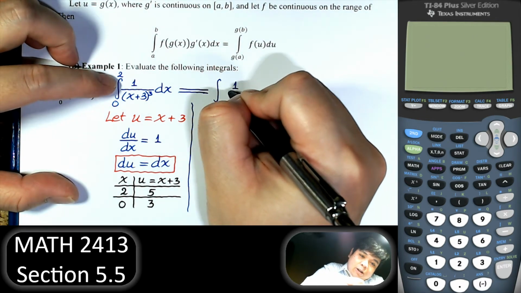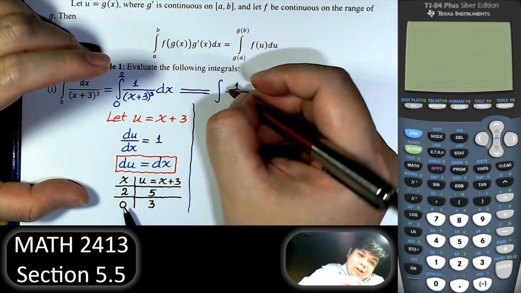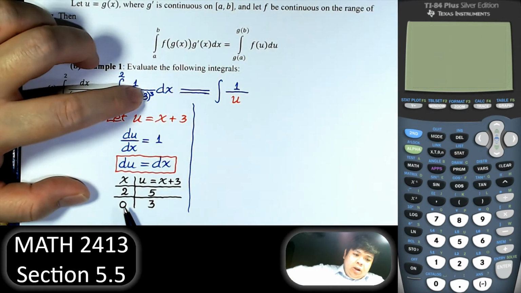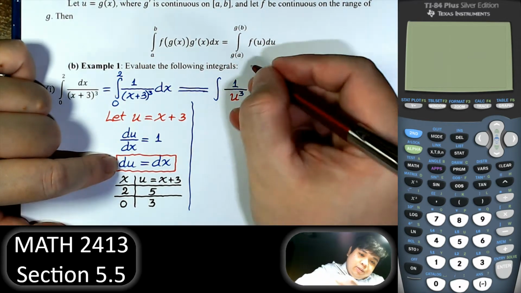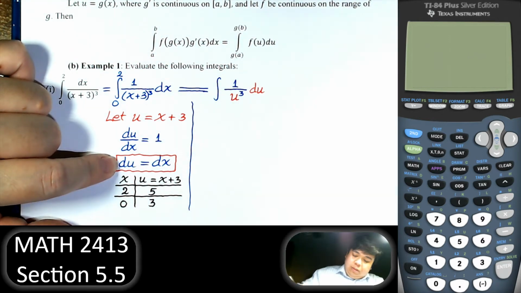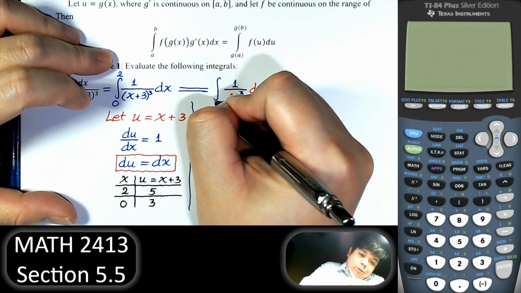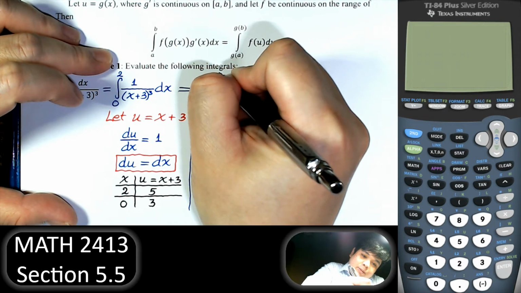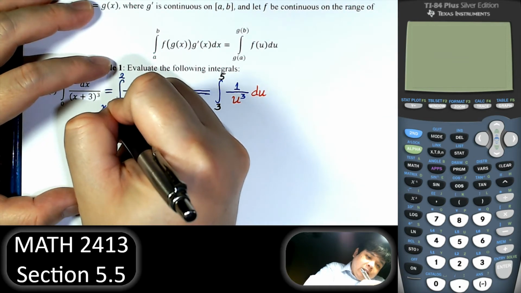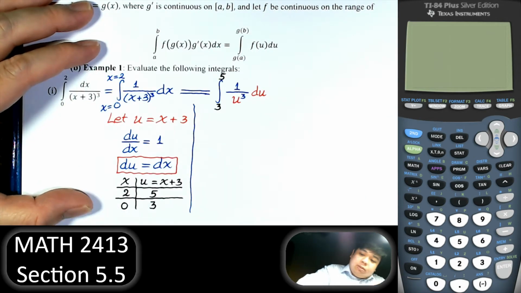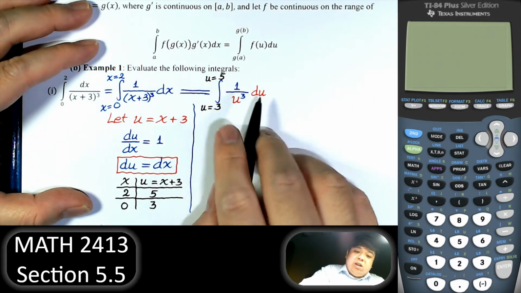One over (x plus 3) cubed. x plus 3 is going to be u. The cube is still there. dx is the same as du. Now the limit, instead of going from 0 to 2, is going to go from 3 to 5. If we want to be precise, we can say originally we go from x equal to 0 to x equal to 2. Now we go from u equal to 3 to u equal to 5, because the integral now will be in terms of u.